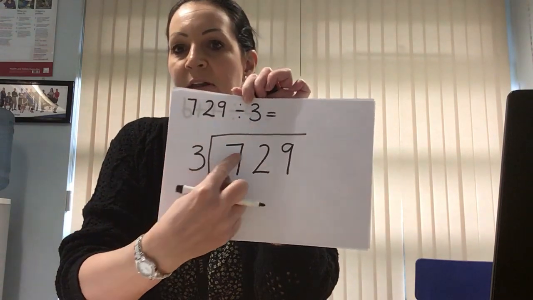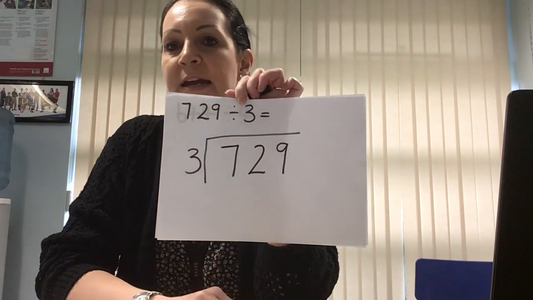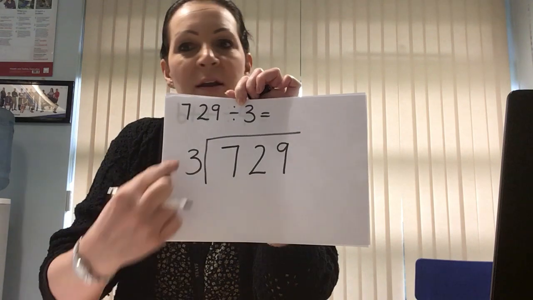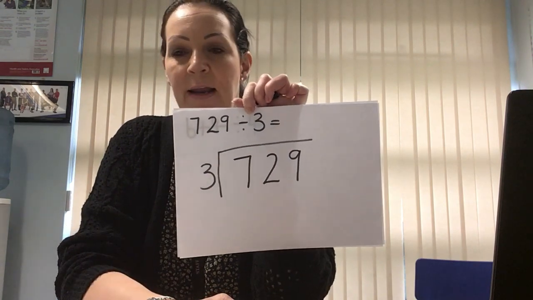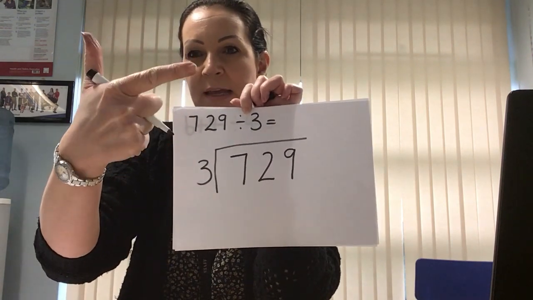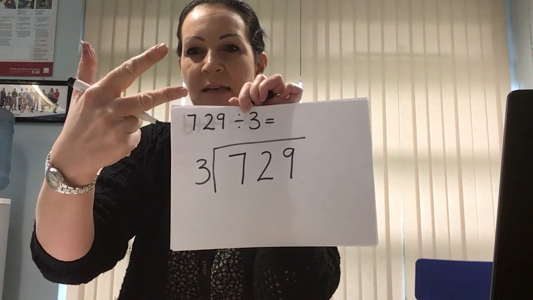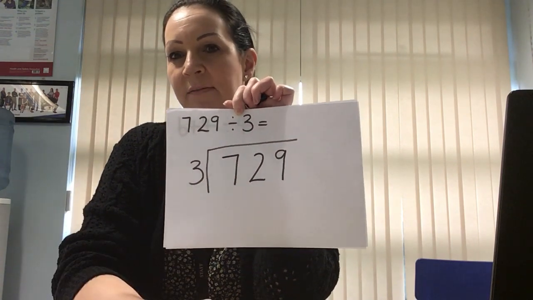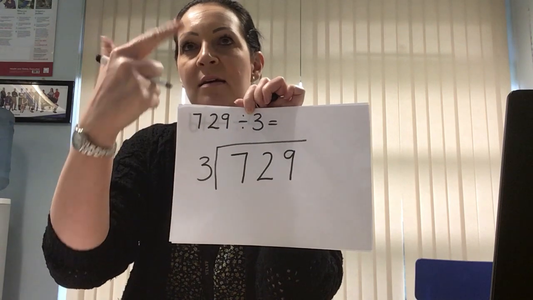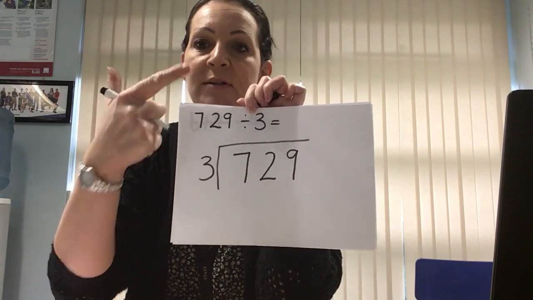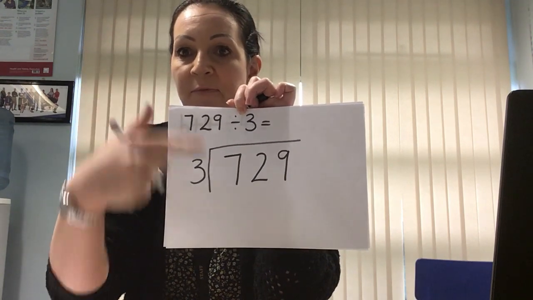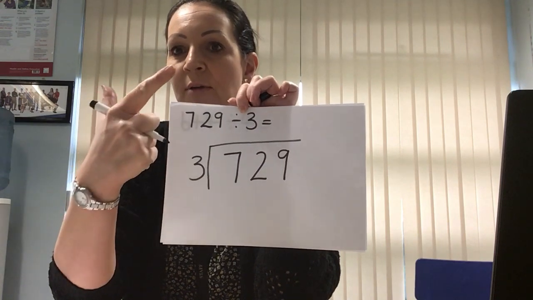Okay, let's look at the first number. How many 3s go into 7? Well, I know that 3 won't go into 7 exactly, will it? 3, 6, no, that's too many, isn't it? 3 lots of 6 is 9, we've only got 7. Let's try again. 3, 6. 2 lots of 3 is 6. We've got enough for that, haven't we? So 2 lots of 3.